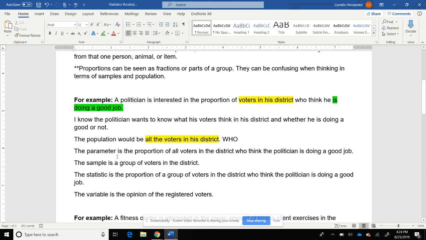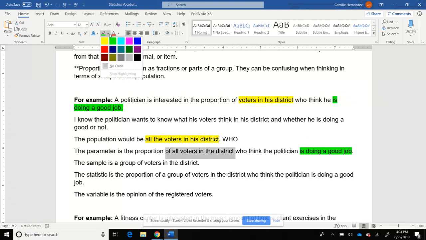So the parameter is the proportion of all voters in the district who think he's doing a good job. So here we go: is doing a good job. That's what they're studying. They're studying if he's doing a good job or not. And again, we have all of the voters in the district. So again, we have the who, and now we have the what. What does he want to know? If people think he's doing a good job.